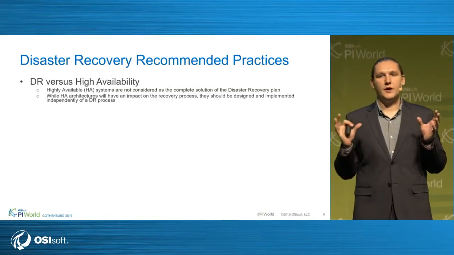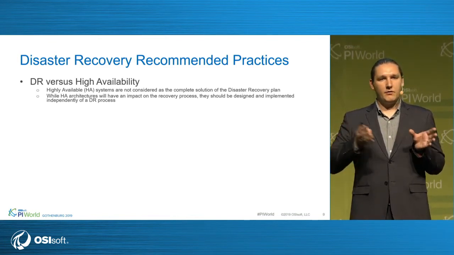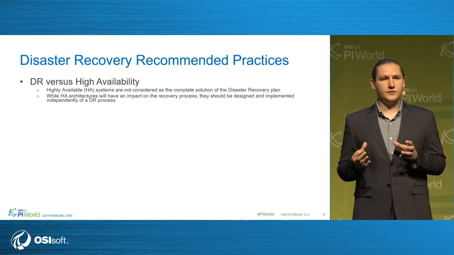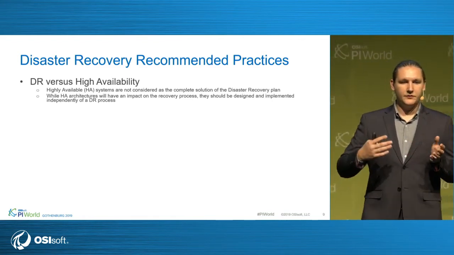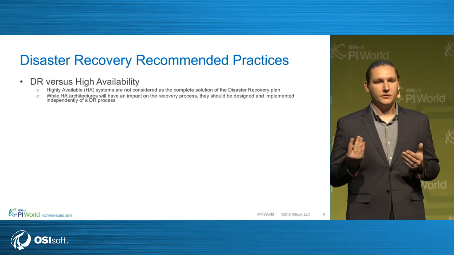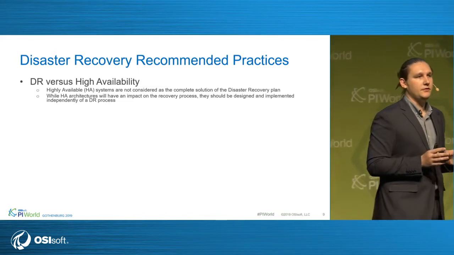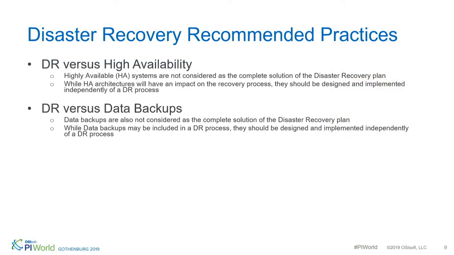So first of all, the high availability option for PI system services. It is not the direct disaster recovery plan for the service. Of course, high availability allows us to switch, for example, between two services very fast. But of course, it is not the only solution that you need to implement. The same thing with the data backups. If you are creating the data backups, please ensure that these backups are working.